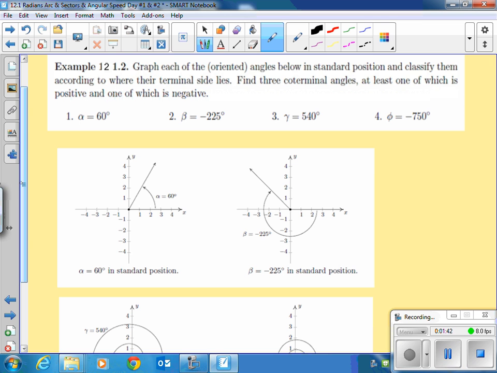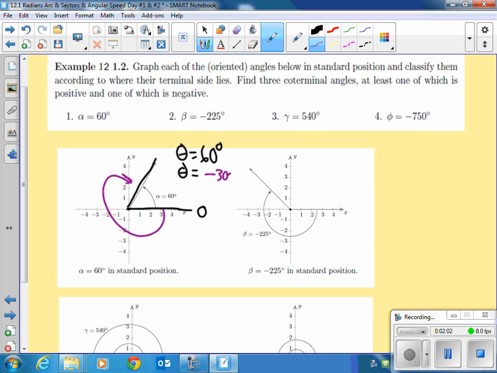So here's 60. Start at 0, and we get to 60. So one side is 60. Now another side is going to go in the negative direction. Negative what? 300. Good. Very good.